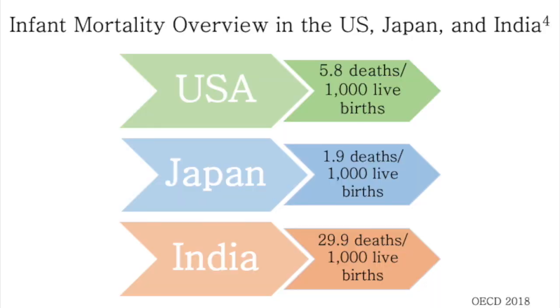And this slide here shows the current infant mortality rates for each of the countries according to OECD. So you can see that Japan is by far the lowest with 1.9 deaths per 1,000 live births. USA is fairly high, especially compared to other OECD countries, which we'll see in another chart later, but we're at 5.8 deaths per 1,000 live births, and then India is extremely high at 29.9 deaths per 1,000 live births.